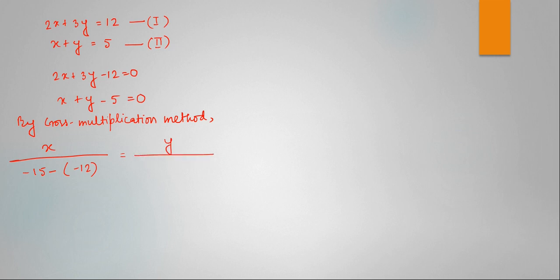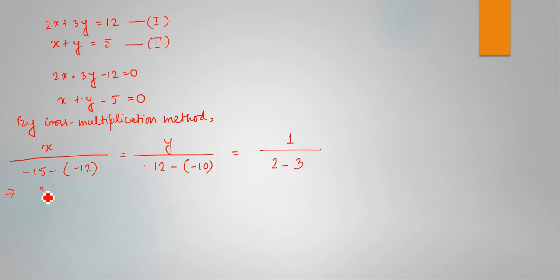equal to y by, we will leave the coefficients of y, so then we will start from the right hand side. The coefficients will be multiplied in the cross way, so that is minus 12 will be multiplied by 1, that is minus 12, 2 will be multiplied by minus 5, that is minus 10, equal to 1 by, we will leave now the constant part, so 2 will be multiplied by 1, that is 2, minus 3 will be multiplied by 1, that is 3.